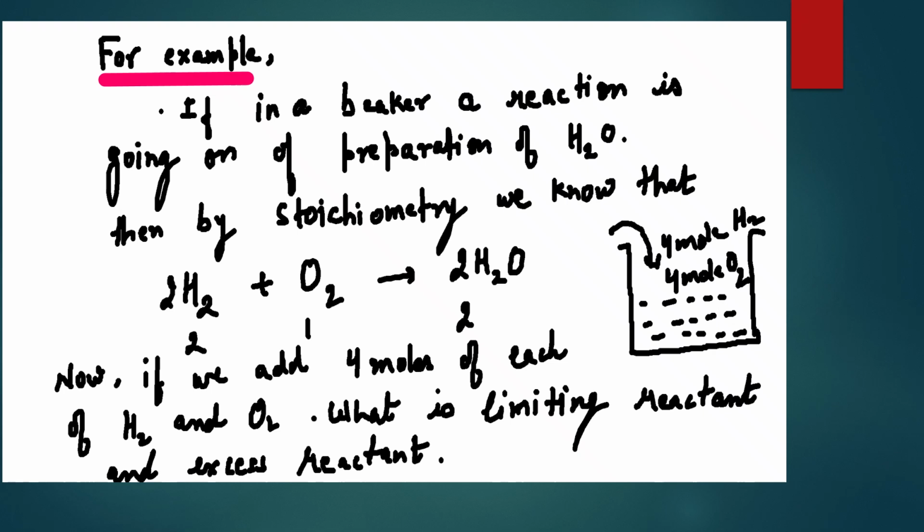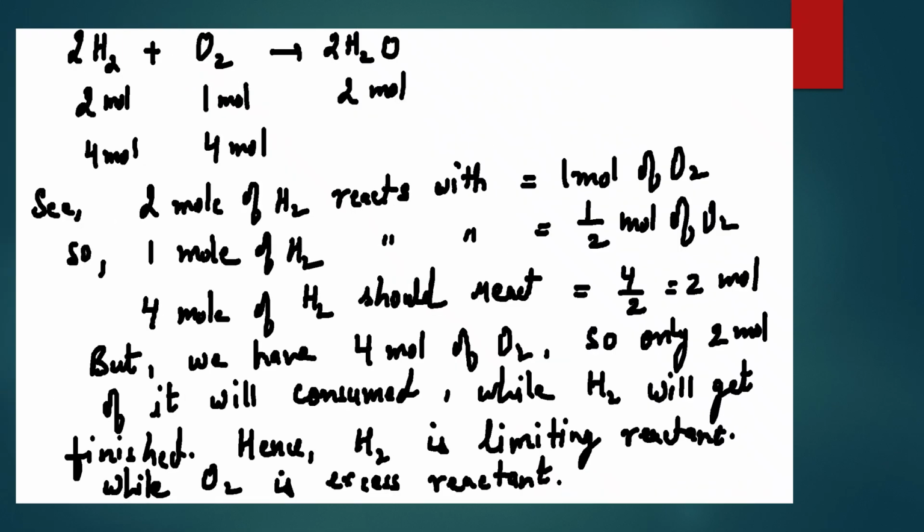Now if we add 4 moles each of H2 and O2 in the beaker, what will be the limiting reactant and what will be the excess reactant? How can we find it? So let's see how we will find the limiting reactant and excess reactant.